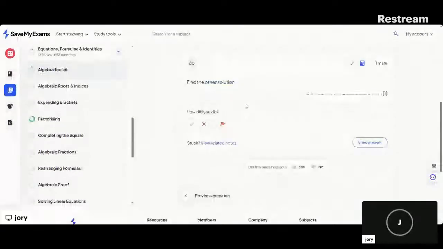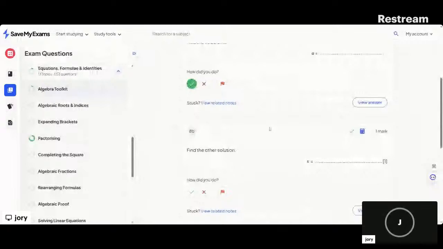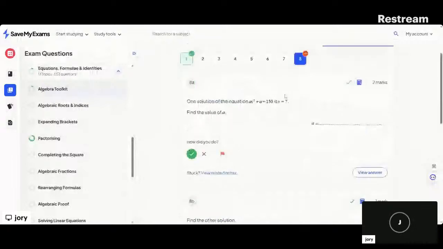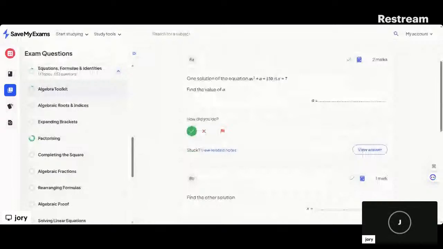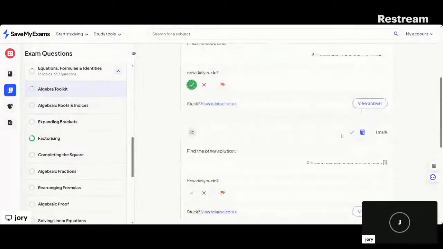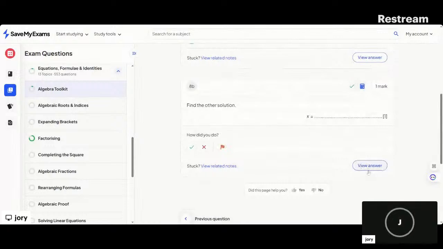Find the other solution. Oh, okay. 150 minus 3 divided by 3. It's negative 7? I don't understand. It's negative 7, yeah. Okay. Correct. Yay.